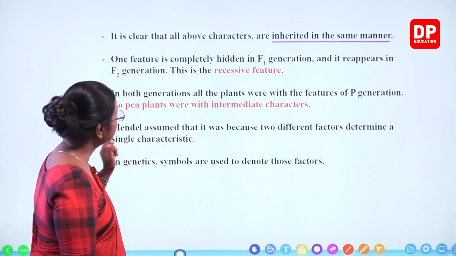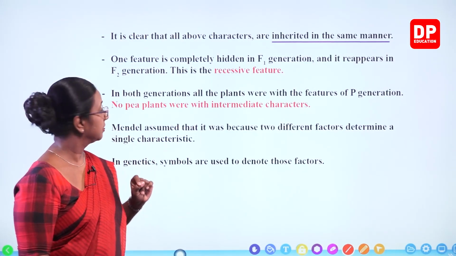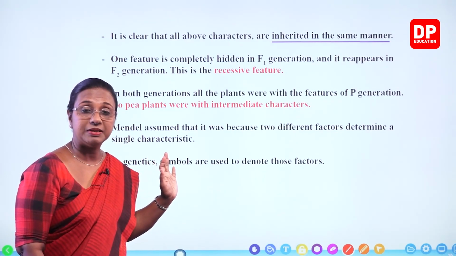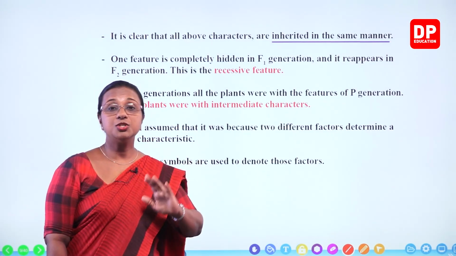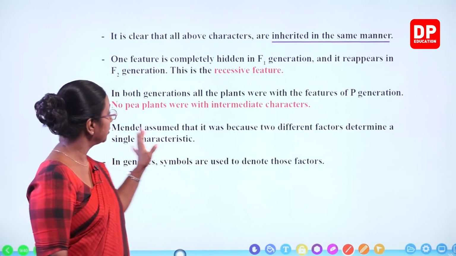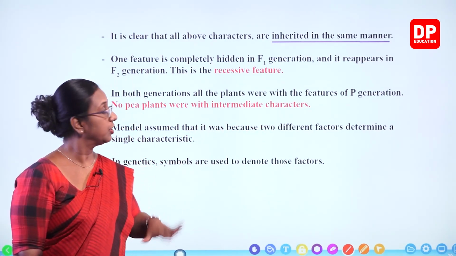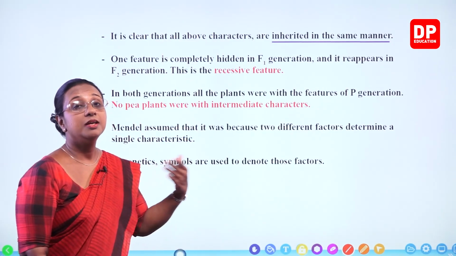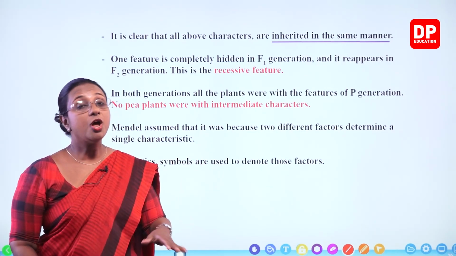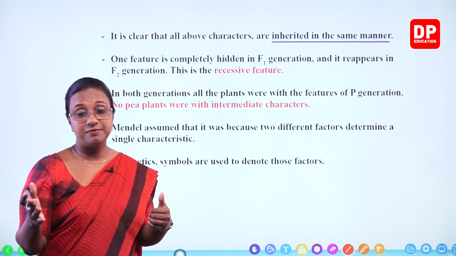Then in both generations, all the plants were with the features of parent generation. No pea plants were with intermediate characters. What does that mean? Now we had tall plants, short plants. We did not have any medium height plants. So the characters were not intermediate, either tall or short. So parents were tall and short. First generation only tall, second generation again tall and short. No intermediate height.